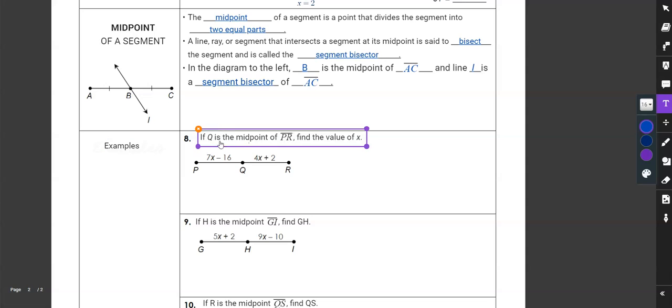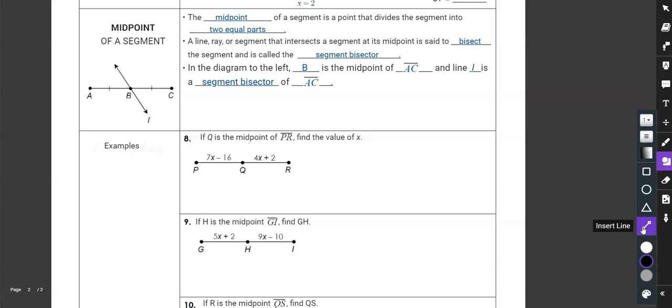So on number 8 here, it says if Q is the midpoint of segment PR, find the value of x. So the first thing, when they tell you that something is a midpoint, I want your first instinct to be go to your shapes tool, get a line, and mark those segments congruent. Okay. So now we know it's the midpoint. That means PQ is congruent to QR.